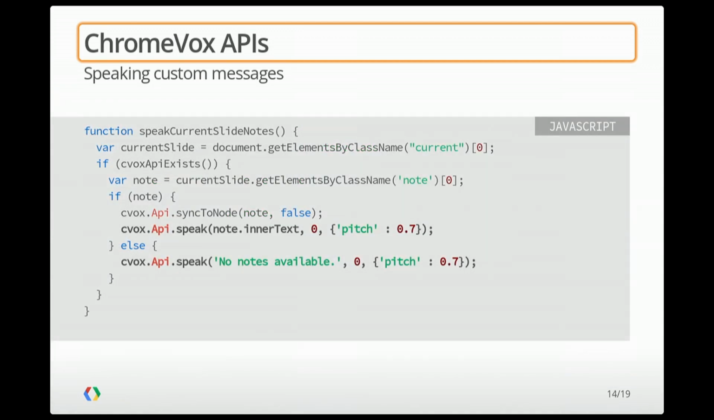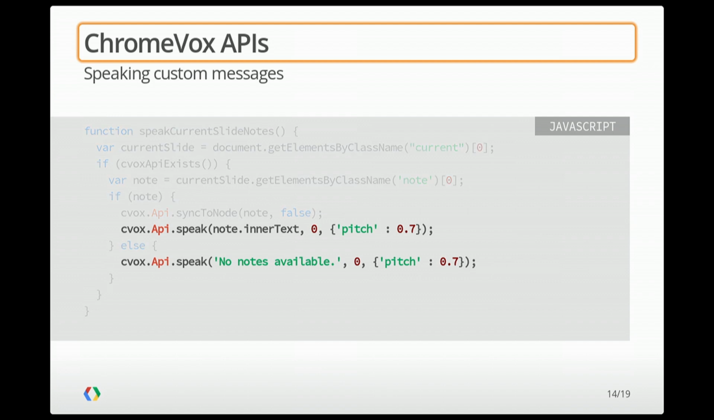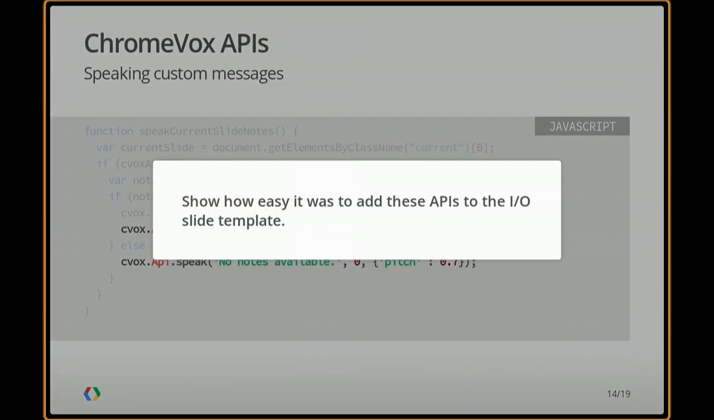ChromeVox API is speaking custom messages, function code highlighting enabled. Okay, and as you can see, again, it's really simple to do this. Again, it's just a simple ChromeVox API speak. By the way, you'll notice that in this case, I have a couple more arguments in there. These arguments allow me to control the voice. So if you listen carefully, Show how easy it was to add these APIs to the slide template. Notice how that voice was at a lower pitch. So that's a way to give the user a little bit more flavor. In this case, it's to indicate that this is an aside. It's a speaker note and not main content.